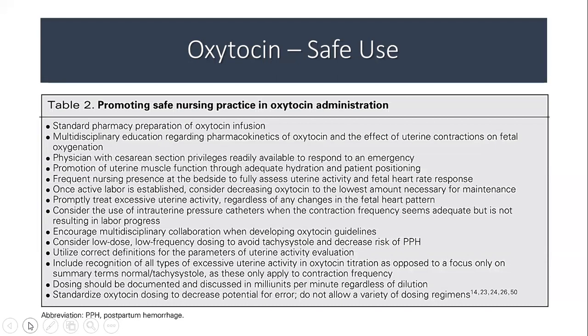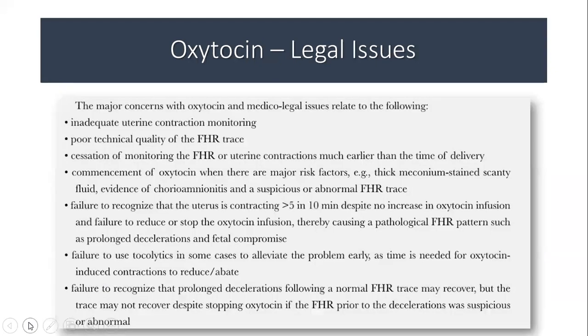We should encourage adequate hydration and the presence of nurses to monitor the mother carefully when we are starting oxytocin. And we should respond promptly to excessive uterine activity by stopping it or giving a tocolytic to try and improve things. And so there's a whole checklist of safe practices with oxytocin use that we need to adhere to.